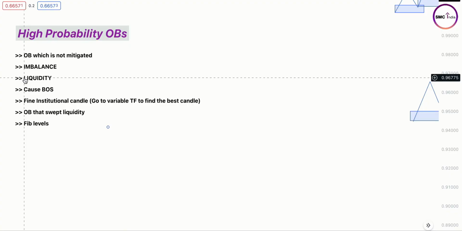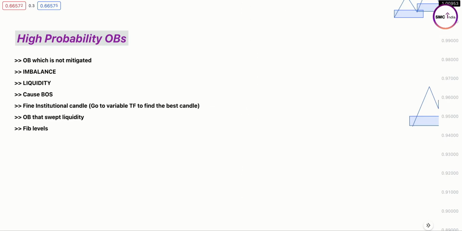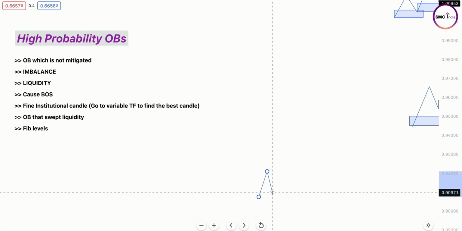This is a very important confluence, and whenever you see that liquidity is created near an order block, you could go for the trade even without a confirmation. So now I'm going to show you how this acts as a very important confluence. Suppose I am considering it for a bullish market.